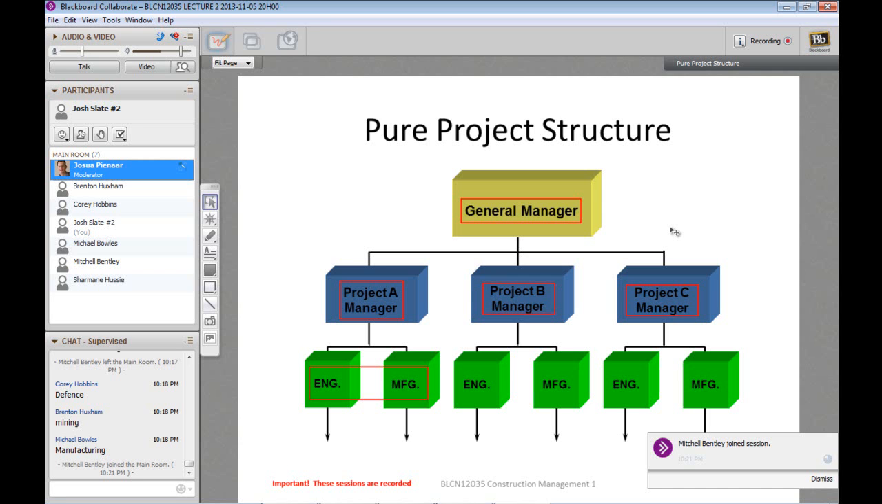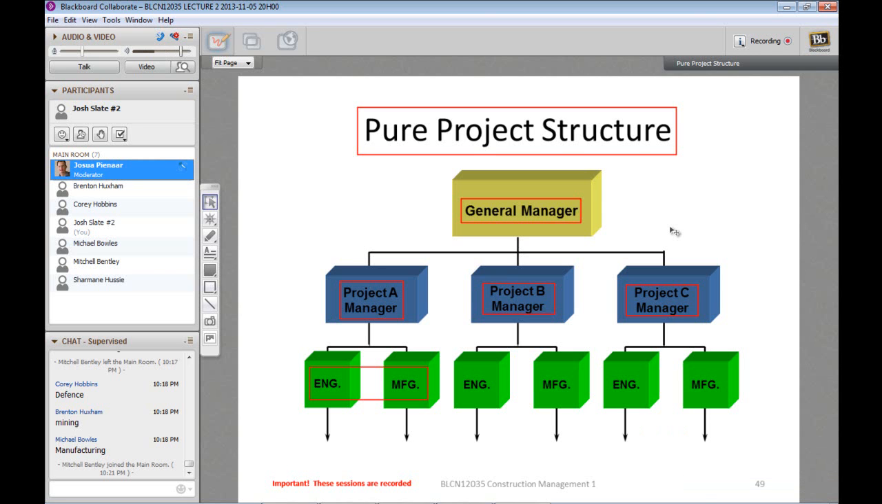All right, so if we look at the pure project structure, what do you guys think is one of the negatives for a pure project structure? Anyone? Let's think about some of the advantages. What is a disadvantage? What is an advantage of that? Yeah, Brenton, go for it.